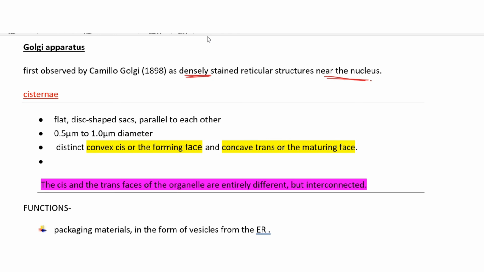This is just 0.5 micrometer to 1 micrometer in diameter, and this cisternae has two faces. The convex or cis or forming face, the alternate names are important, and the concave, trans or maturing face. So both these faces are entirely different but interconnected. An important sentence: these faces of cisternae are different in the functions they perform, but they are interconnected.